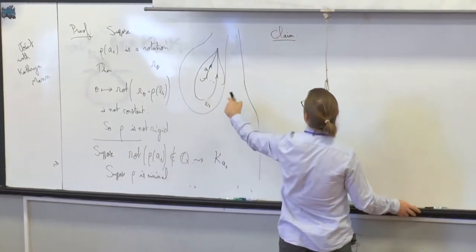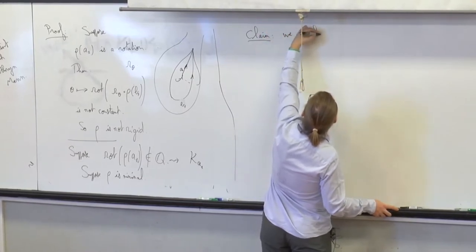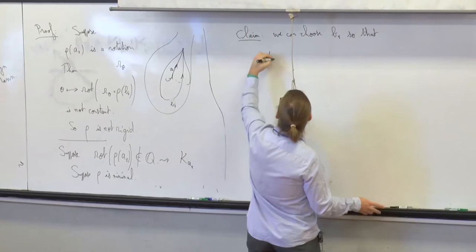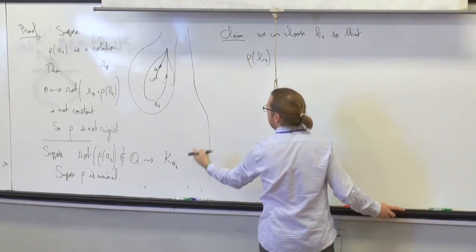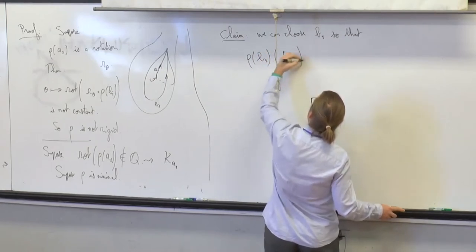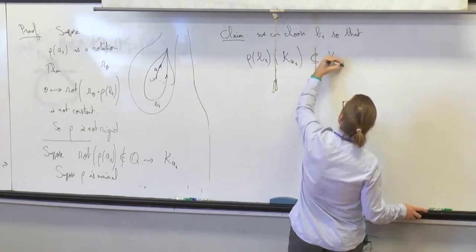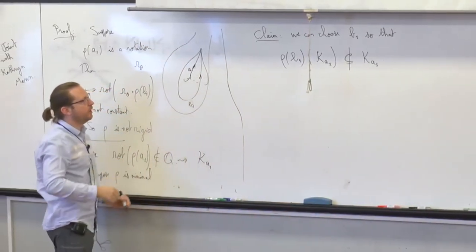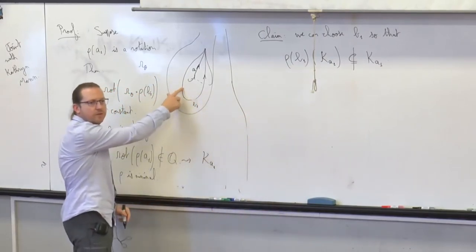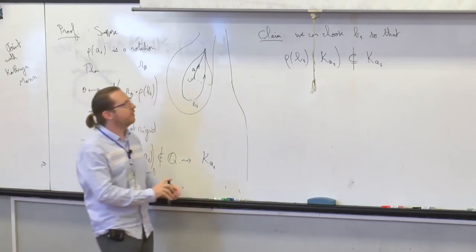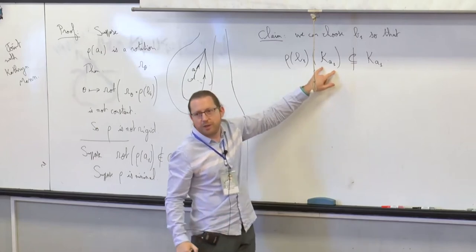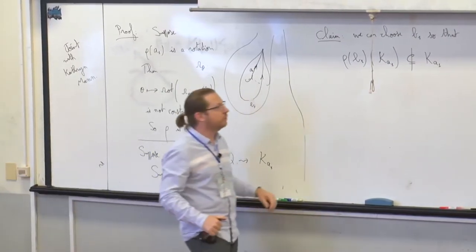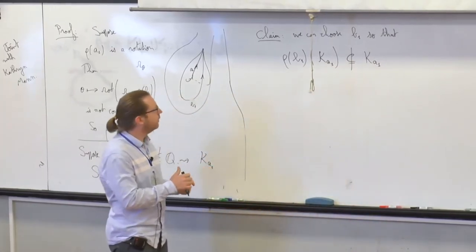And then I claim that I can choose B1 properly so that rho of B1 does not stabilize K_A1. Why is that? That's because the whole group is generated by curves B1 that look exactly like this in the surface. If this was not the case, then K_A1 would be invariant, and so my action would not be minimal. And so there is some B1 which is going to do that.